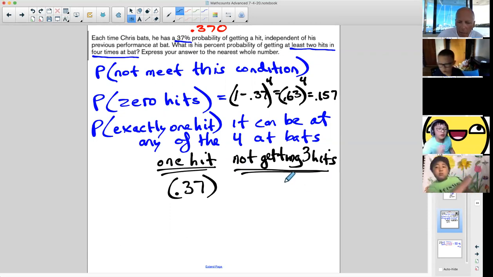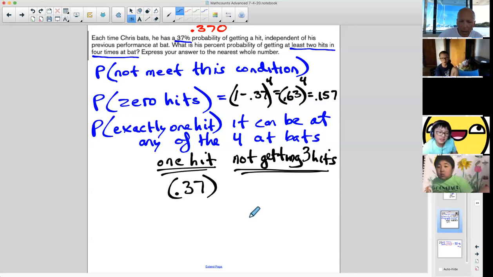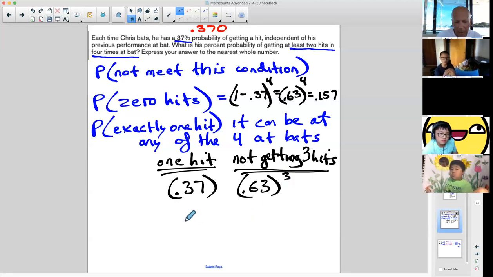The probability of him not getting 3 hits is... No, wait. And Audrey, if you can let us know if you're there. 0.63 to the power of 3. But Alan, no, actually, Ray, can you tell me whether this is going to be our answer, or do we need to do one more thing?